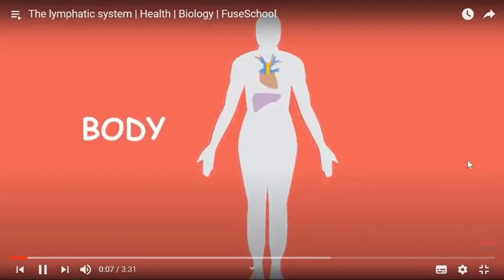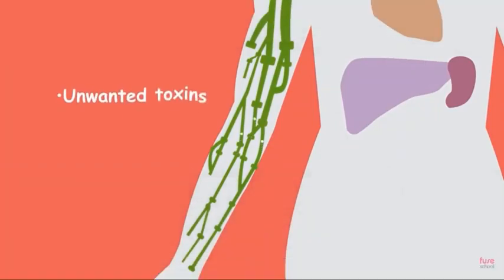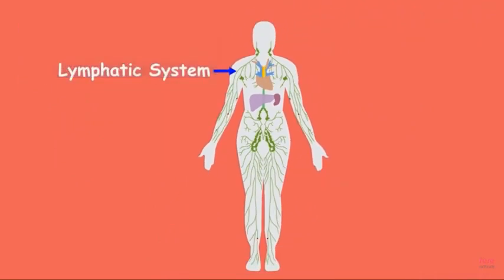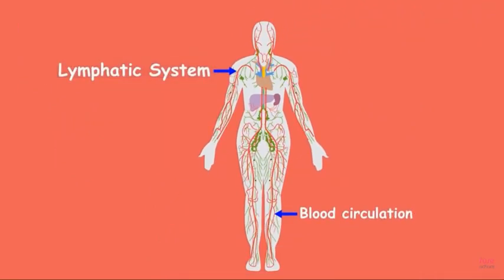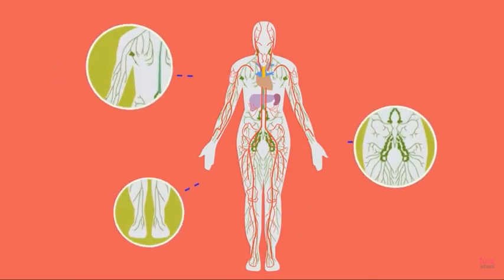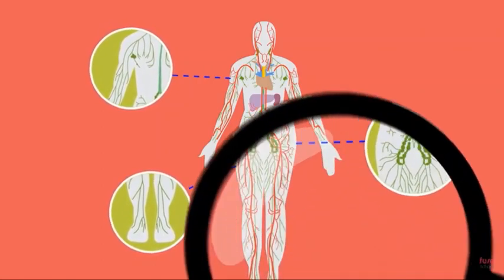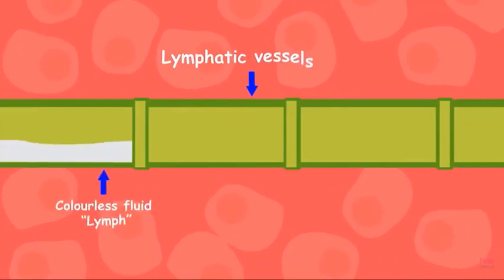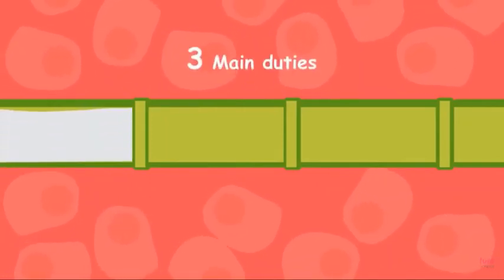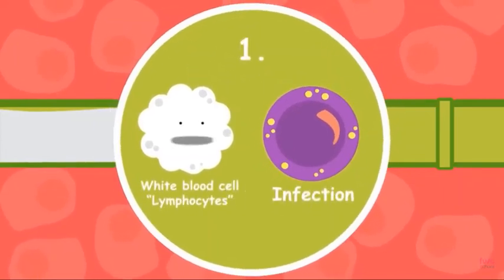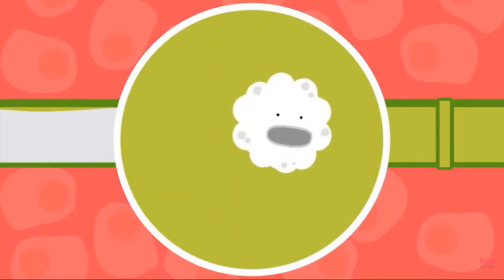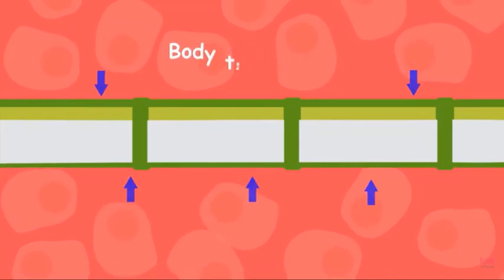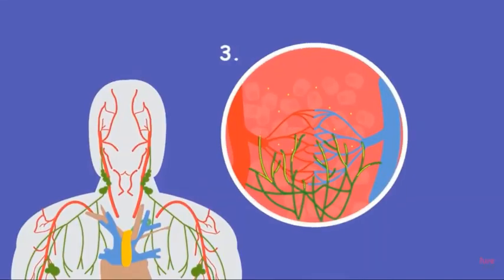Did you know your body has its own version of a sewer system for removing unwanted toxins, waste and excess water from the body? This is called our lymphatic system. Like our blood circulation, the lymphatic system is made up of millions of little vessels that branch all around our body. But whereas arteries and veins carry blood, the lymphatic vessels are much, much finer and carry a colourless fluid called lymph. Our lymphatic system has three main duties. 1. It contains white blood cells called lymphocytes, which are used to fight infection. 2. It acts as a one-way drainage system, transporting fluid from body tissues into the blood circulation. 3. It gets rid of waste products produced by cells.